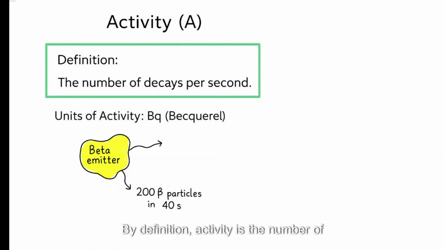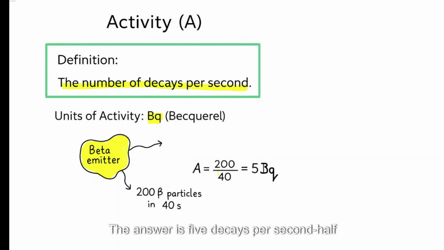Activity. By definition, activity is the number of decays per second, and it is measured in a unit called becquerel. For example, think about a beta emitter that gives out 200 beta particles in 40 seconds. So I need to find the number of decays per second. What I need to do is divide 200 by 40. The answer is 5 decays per second.